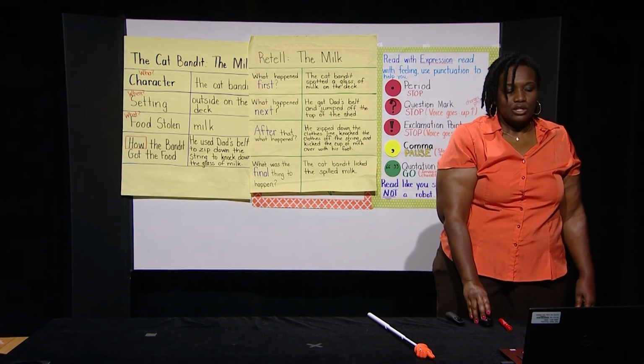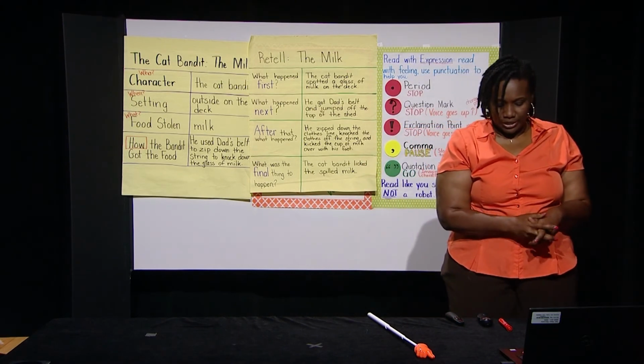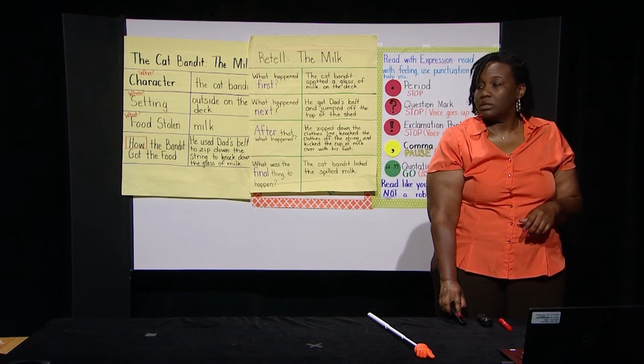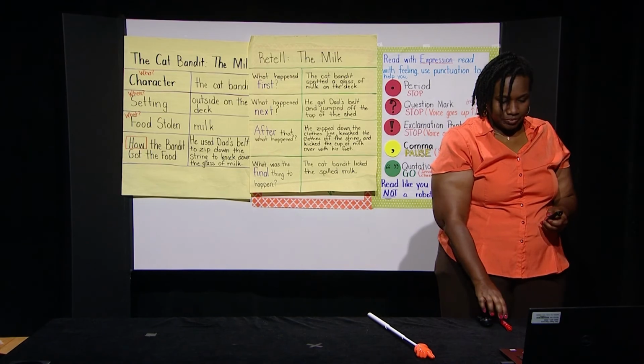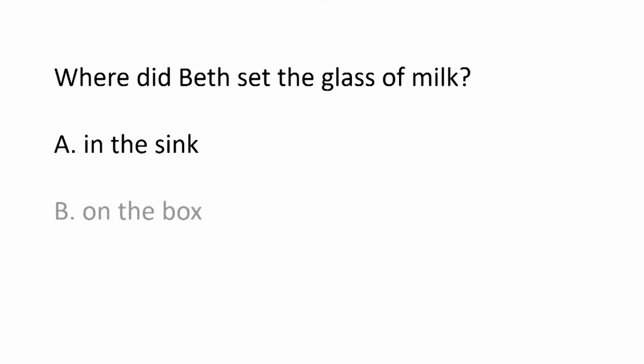Now, to wrap up our lesson today, we will answer 4 questions. Our first question. Where did Beth set the glass of milk? A, in the sink. B, on the box. Or C, on the deck.